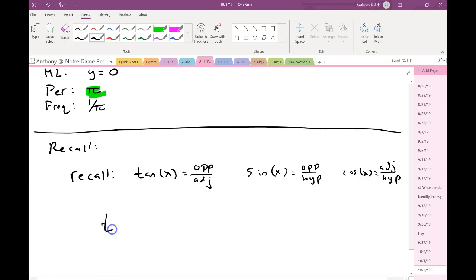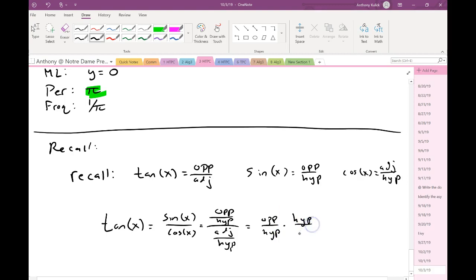One other way that we can describe tangent is as sine over cosine. Why does that work? Well, I know sine is opposite over hypotenuse. Cosine is adjacent over hypotenuse. And when I divide those two fractions, I can take a reciprocal and turn it into a multiplication problem. Hypotenuse cancels out. And I get that that is equivalent to opposite over adjacent, which is our definition for tangent, right?